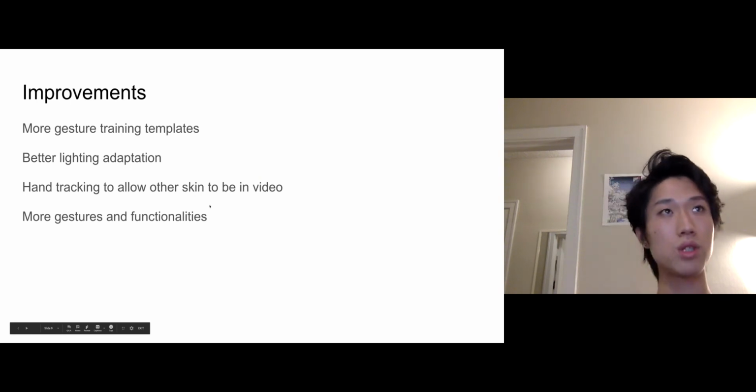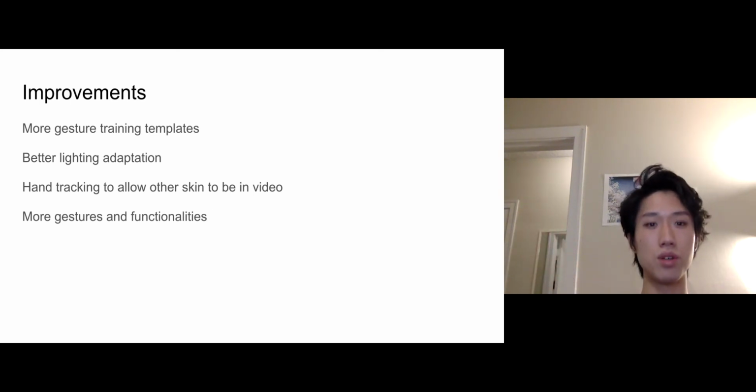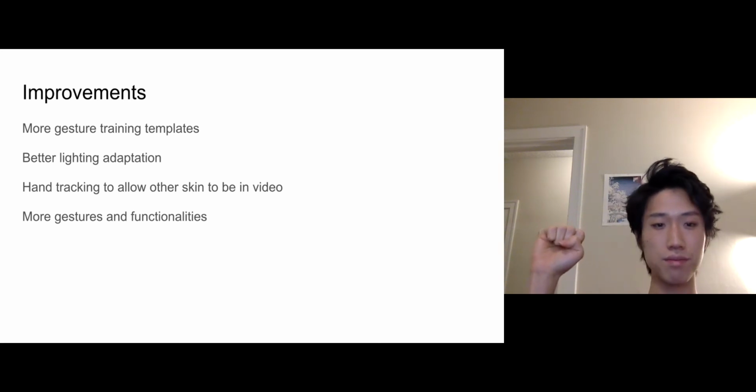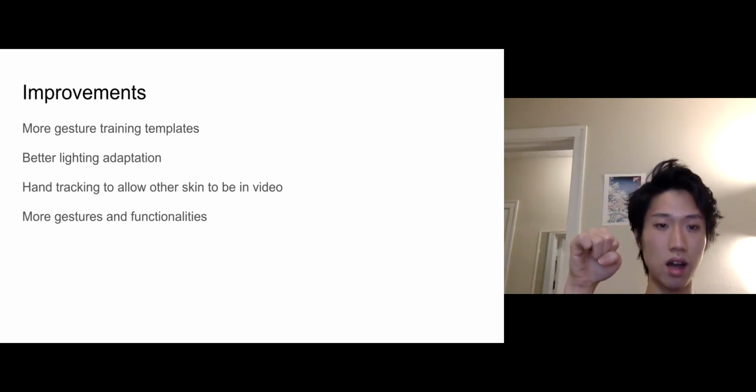For future improvements, first off, I only have two gestures, which is quite limiting if I want to do other things with it. I could have more gestures and functionalities added to it. I think more gesture templates could be used to train the contour comparison to detect the gestures. I could have more of them in different angles and different light settings, so that I can better identify these gestures in non-optimal lighting conditions and angles.